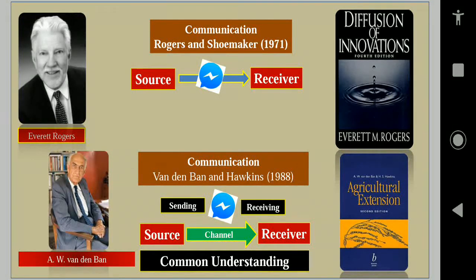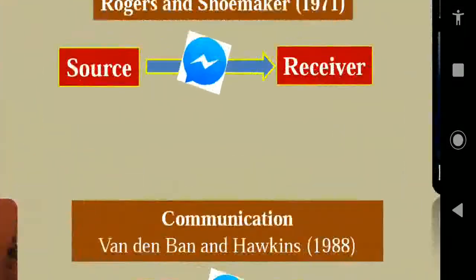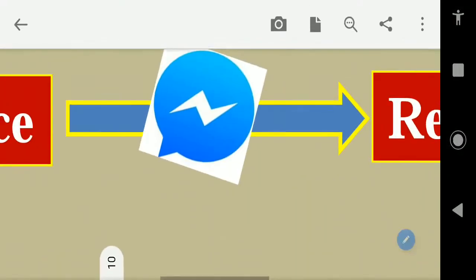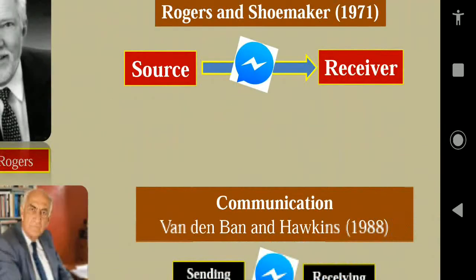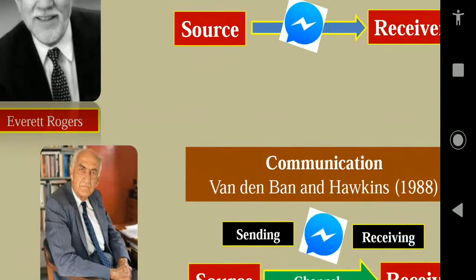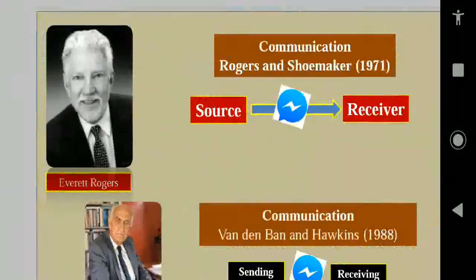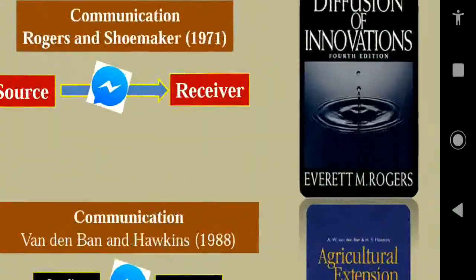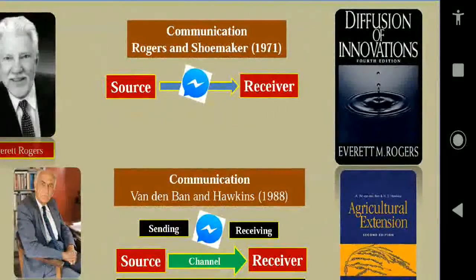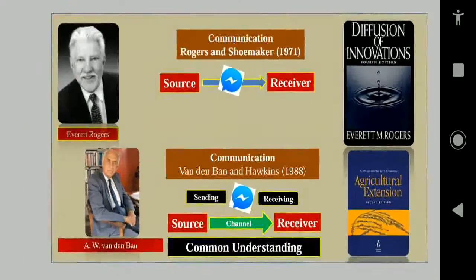Okay, nothing else. Here just the source, message, and receiver. Here you can see the messenger symbol, message symbol, okay. Just source, message and receiver, three elements. Rogers is a name. Here you can see the pictures of Rogers. And his most important book written by him is Diffusion of Innovation, Rogers' book, okay.